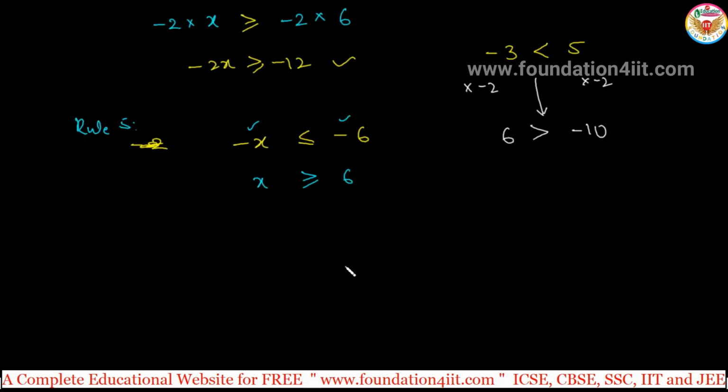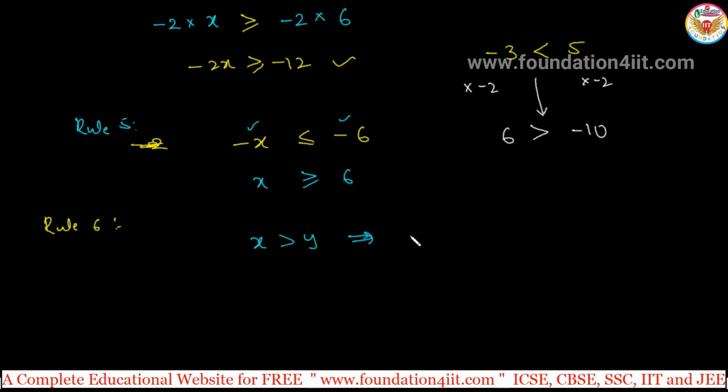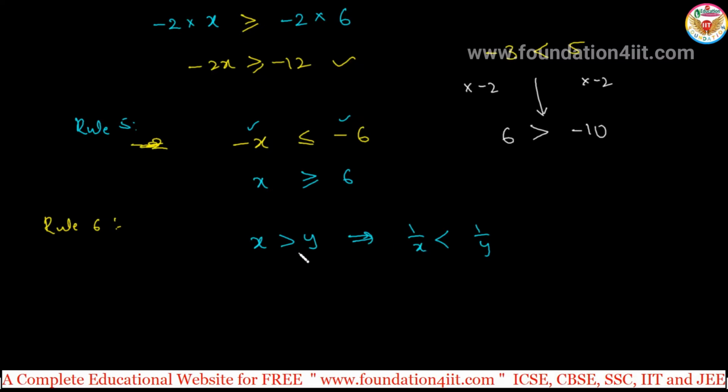Okay, and next the last rule, rule 6. If the reciprocals, for example x is greater than y, the reciprocal of x is 1 by x, the reciprocal of y is 1 by y, then greater than becomes less than. That means if both sides of the inequation are positive or both are negative, then taking their reciprocals, the sign of inequality must be reversed.